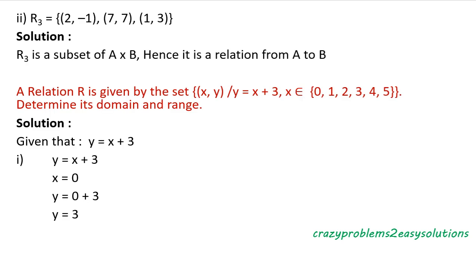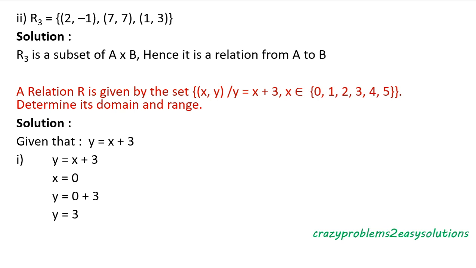Then R3. So we have defined R3 as (2, -1), (7, 7), (1, 3). Solution: R3 is a subset of A cross B, hence it's a relation of A to B. So these are the elements we have taken in the sets A and B, and we have defined R3 as a subset of A cross B. So this is a relation of A to B.